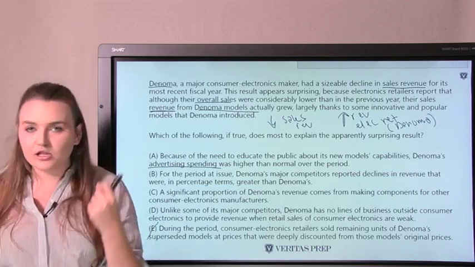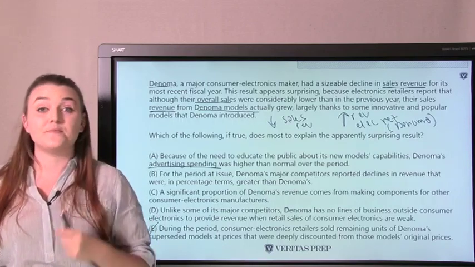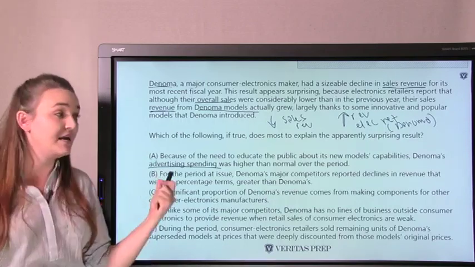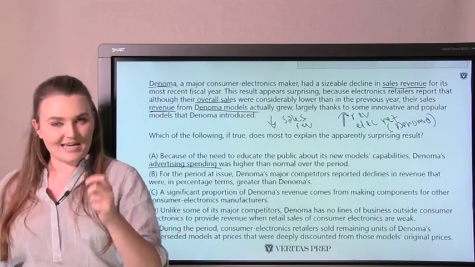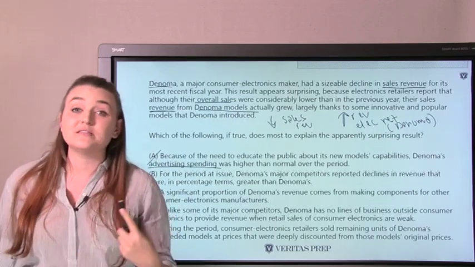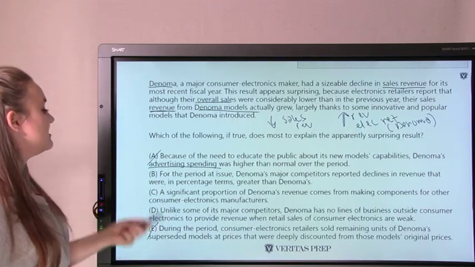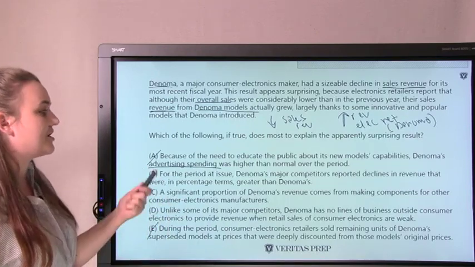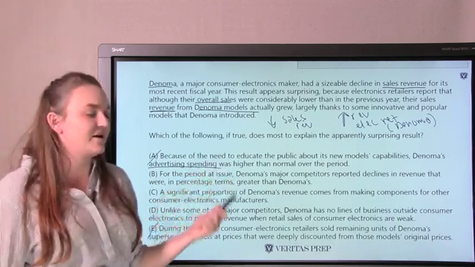And we want to pay close attention. I mentioned we'd be circling back to this point. We want to pay close attention for the potential difference in meaning and in application between profit and revenue. That's exactly right, guys. Thanks for jumping in there. So A is pretty clearly out of the mix, though it's convincing if we're not paying close attention to those details. And if we speak to D, for the period at issue, their major competitors reported declines in revenue that were, in percentage terms, greater than Genoma's.